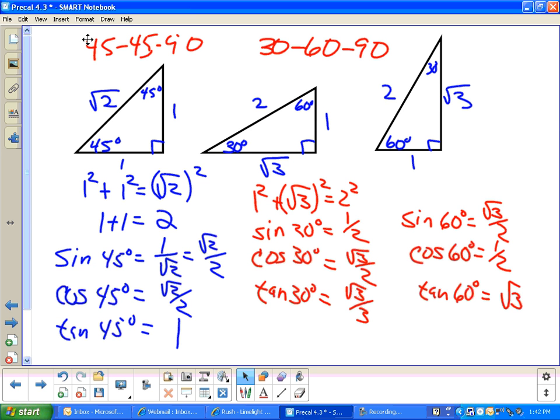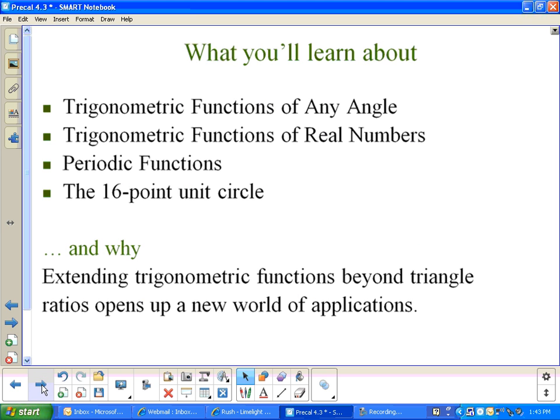But those are basic trig functions that you're going to have memorized, and it'll help you both on the ACT, and you definitely need it for calculus. So what's our focus today? Today, I want to just deal with trigonometric functions of any angle, that's a lot to say, and trigonometric functions of any real number for that matter, and I'm going to talk a little bit about periodic functions since we have not talked about these three things before. I'm going to save the 16-point circle till next week, so ignore that.